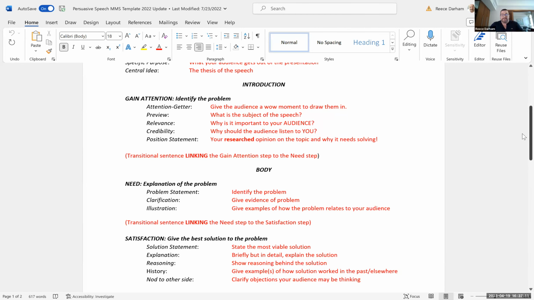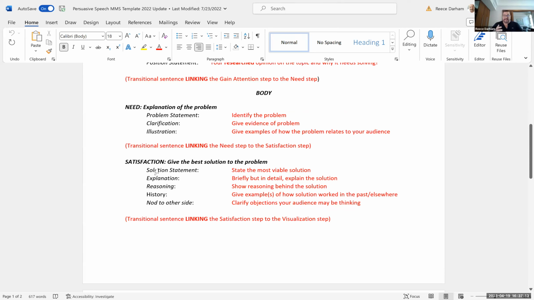Now I want you to transition to the third step, satisfaction. And this is basically where you give your solution. And ladies and gents, just as a heads up, remember the appropriate transitions. Many speech authors will say, just put a word or a phrase in there. It's really not enough. It's not enough to bind your structure together. So you really want to have a transition that links the need step now to your satisfaction step.